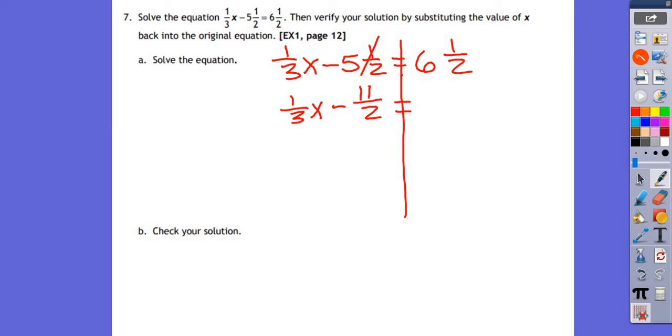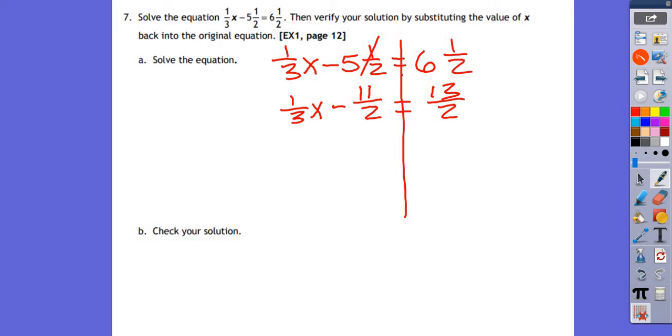Equals 13/2. Everyone with me? You might want to write this. If you want to have a trick, you can write it down at the bottom or somewhere. And then save this page for the rest of your life because it will be helpful. Okay? I changed everything to improper.